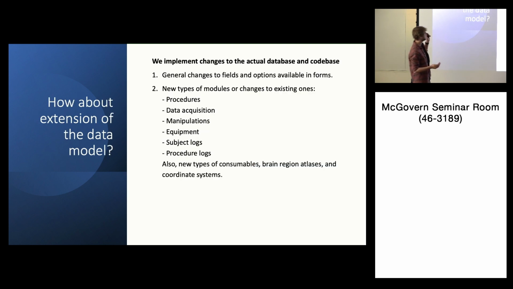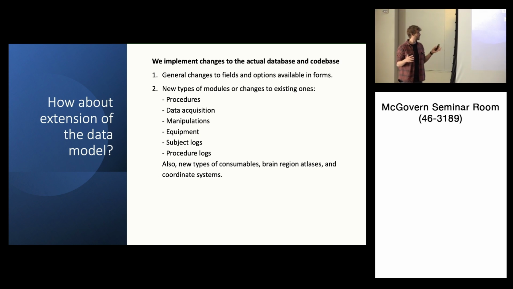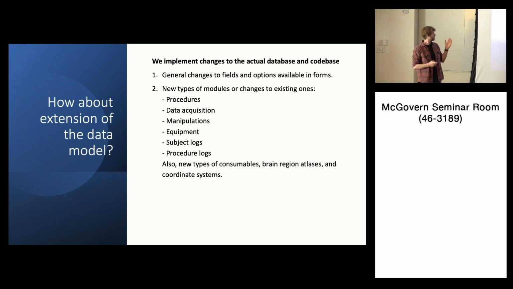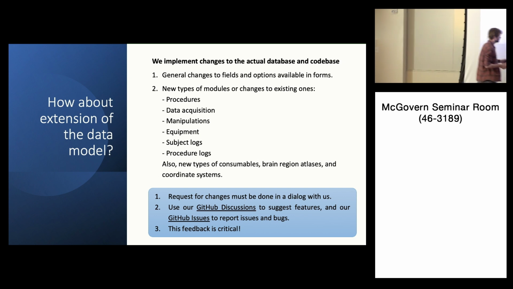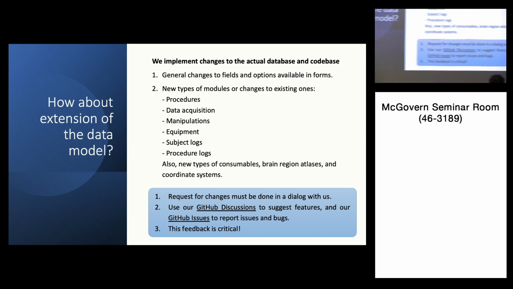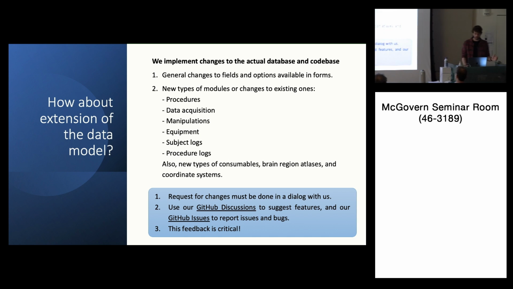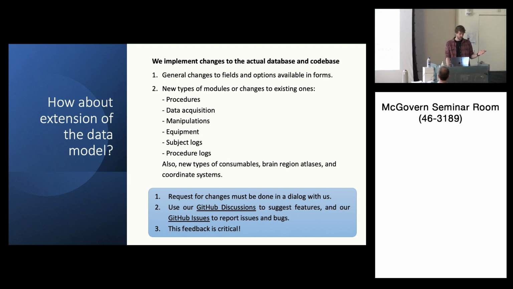Then there are things that actually affect the code itself. So let's say you don't think the number of procedures we have is sufficient for you, then you have to tell us, and you can do that through GitHub discussions. So you can say, hey, I'm missing this kind of procedure. Can you add that? And then in a dialogue with you, we can basically add that kind of procedure. We did that with Vincent recently, and we're trying to address this as quickly as possible.